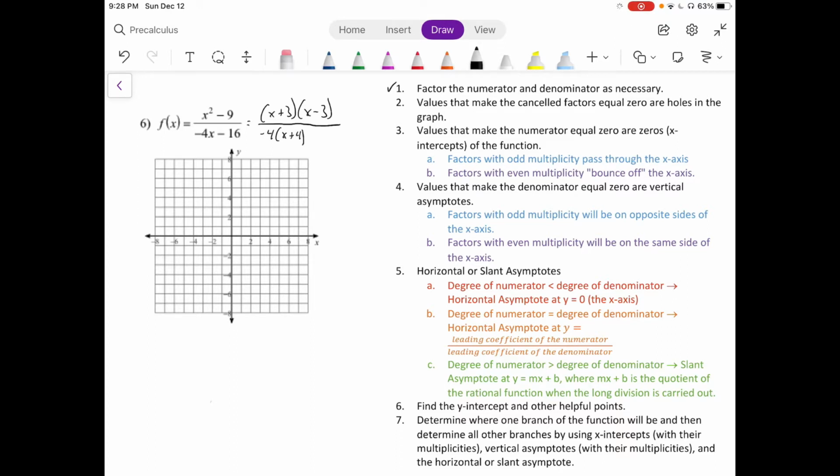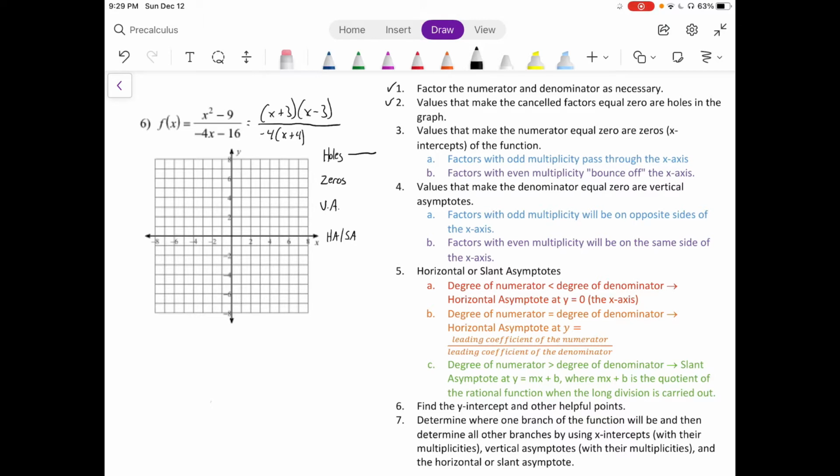We will talk about holes, zeros, which are the x-intercepts, vertical asymptotes, and horizontal or slant asymptotes. And then later we'll do our y-intercept if we can. So holes occur when canceled factors are equal to 0. Well, no factors canceled, so we don't have to worry about that.